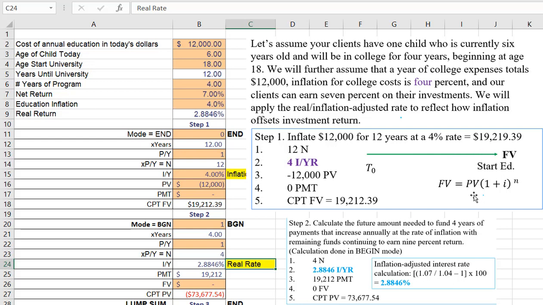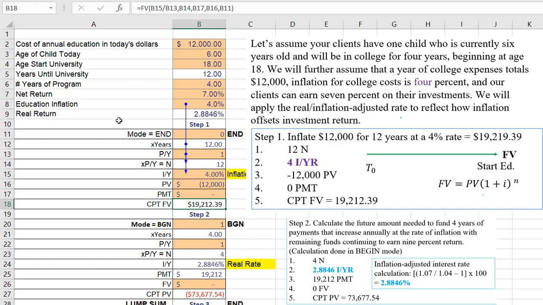We solved that using algebra. We used the financial calculator. Now I said I would do it in Excel. So the mode is in the end mode. Number of years is 12. Periods per year is 1. N is therefore number of years times periods per year. 12 times 1 equals 12. Inflation is 4%. Present value is 12,000. Payment is 0, so you compute for the future value, 19,212.39. Now I'm just going to delete that cell.